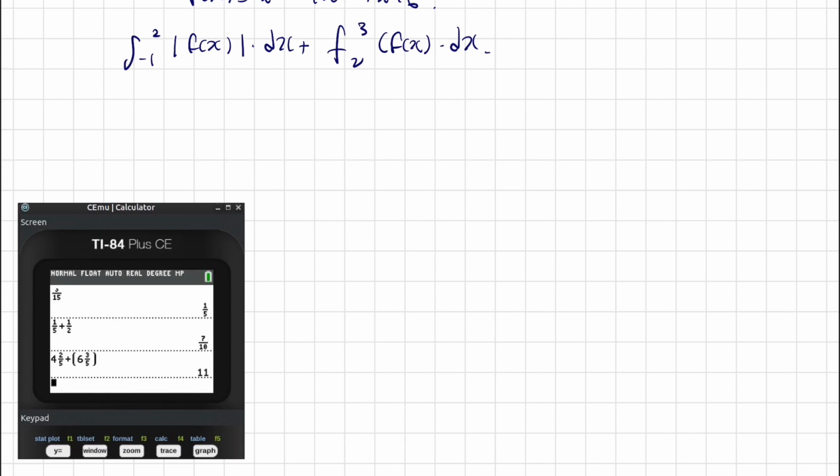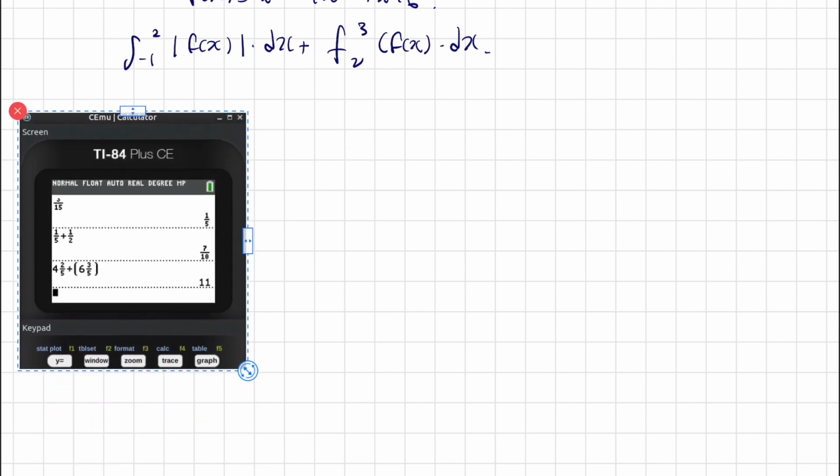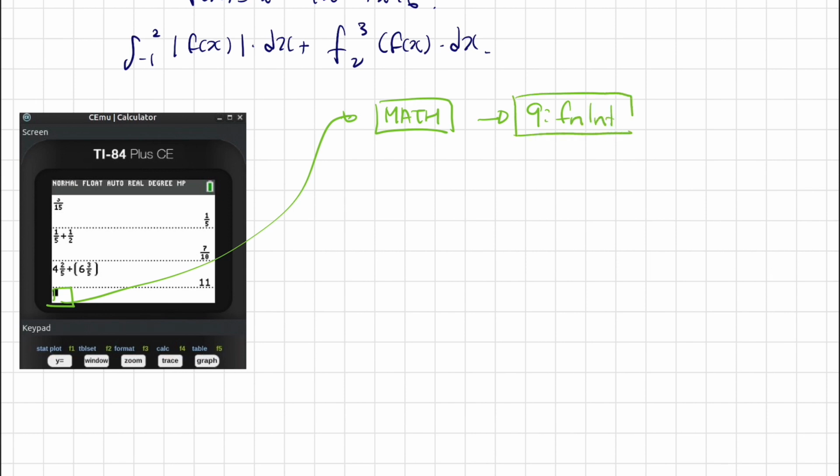On your calculator screen, like this one here, you're going to place your cursor on the bottom part. Then you're going to click the Math tab on your GDC. After that, you're going to click 9, FNINT. This means finite integration. Once you click these two buttons on your GDC, you will see on your screen a template that looks like this.